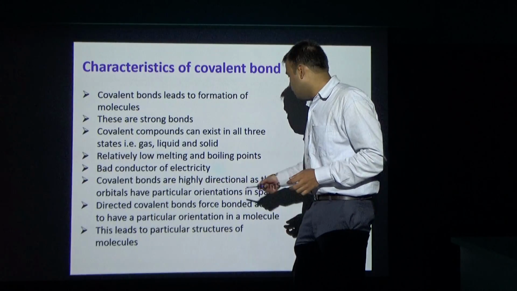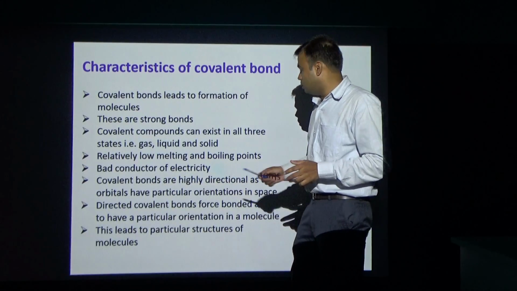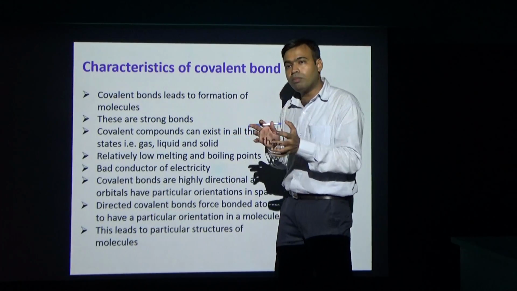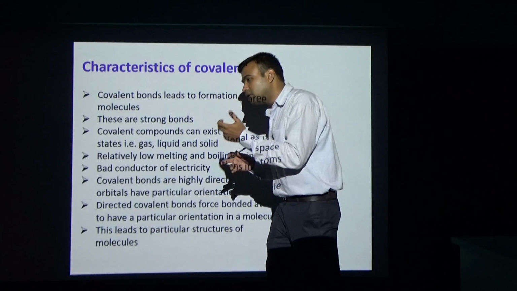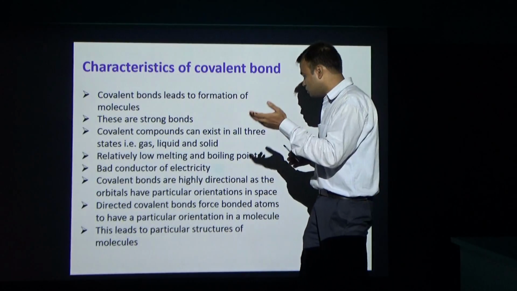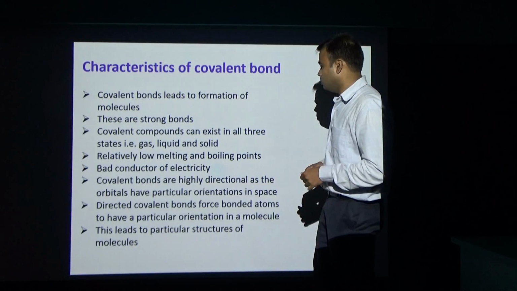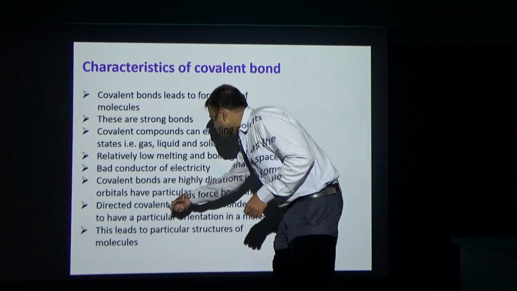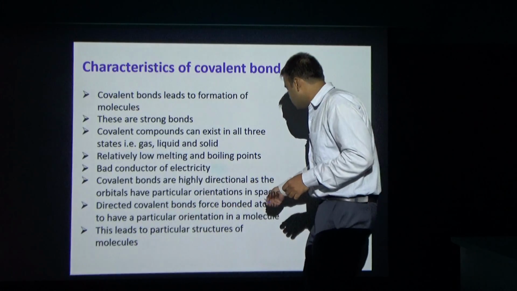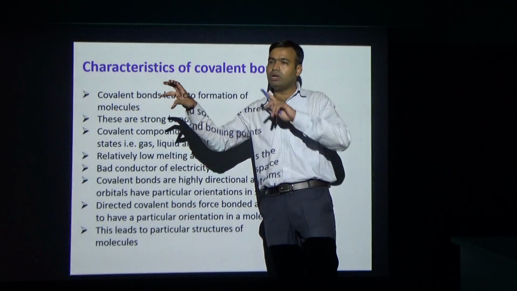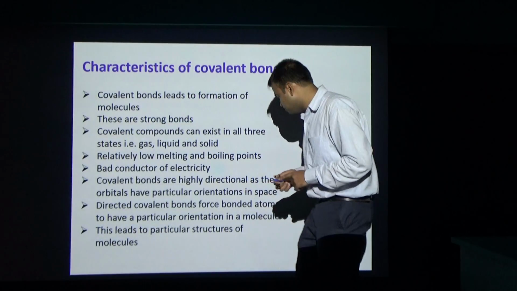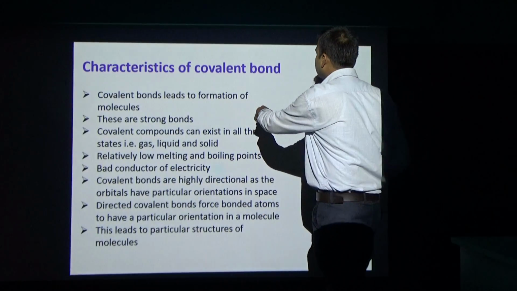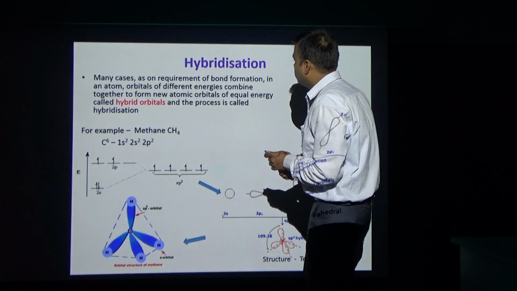Covalent bonds are highly directional. It is highly directional because it forms due to the overlap of orbitals, and orbitals are perfectly oriented in one particular direction, as we have seen already, and we will discuss further ahead. And these directed covalent bonds force the atoms to have a particular position in a molecule, and particularly in space. This leads to the structure of molecules. We will discuss this in the next slides.